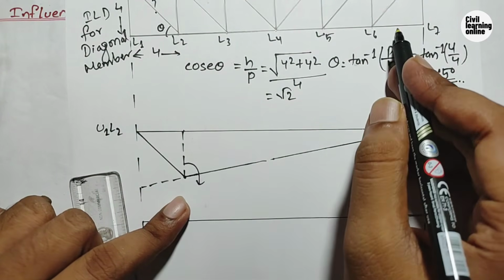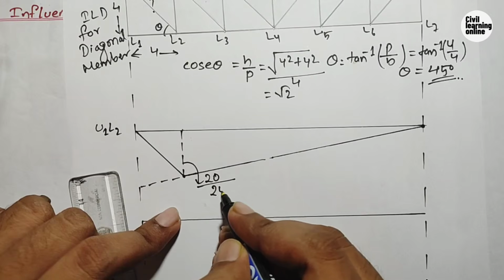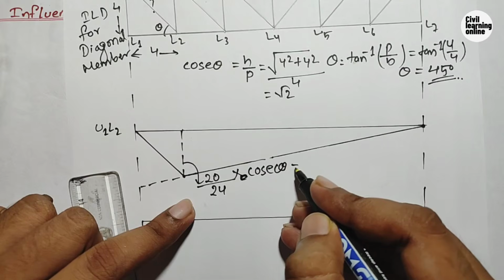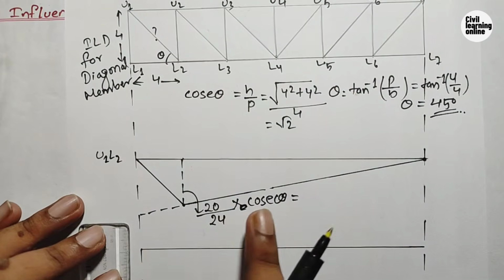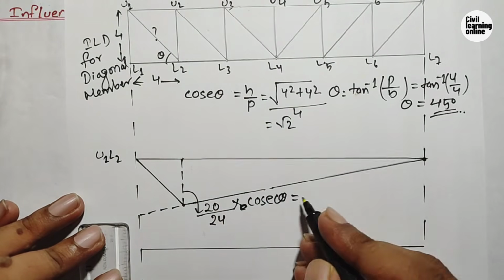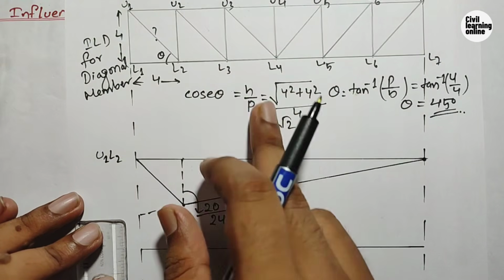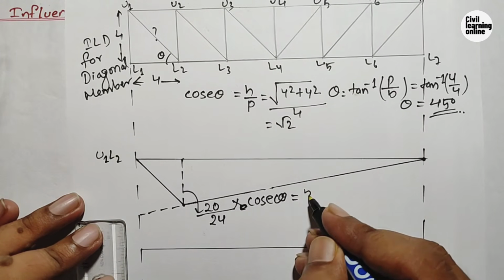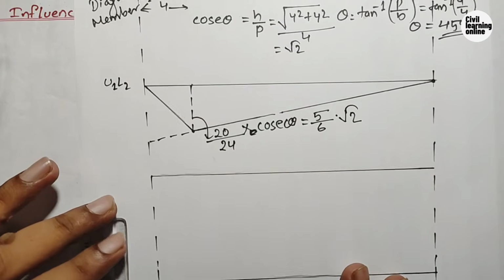So 4 plus 4 plus 4 plus 4 plus 4 is going to be 20 by whole span 24, and it is multiplied by cosec theta. Here in this case, while calculating the influence line diagram for the diagonal member, we need to multiply the height of the influence line diagram with cosec theta, and we have already got the value of cosec theta equal to root under 2 for this question. In some other question there may be some other value, and I have shown you how to calculate it. You will be able to calculate it easily. So multiply this by 5 by 6 root under 2. This is the influence line diagram for the diagonal member U1 L2.